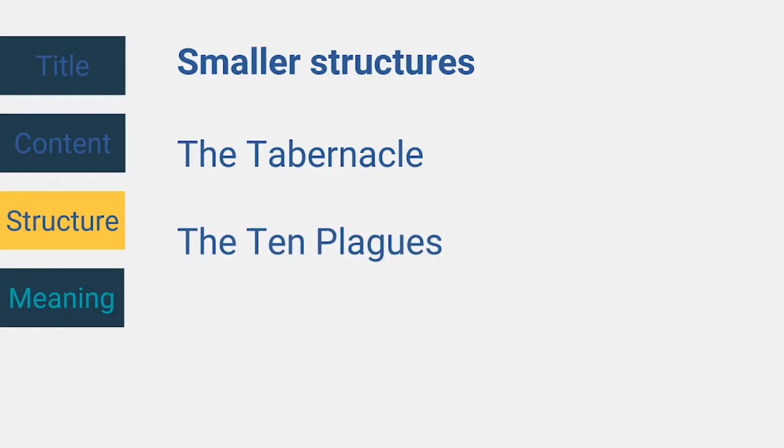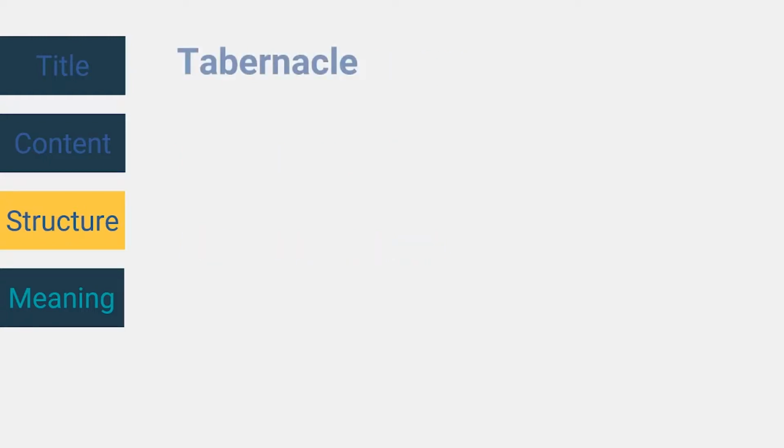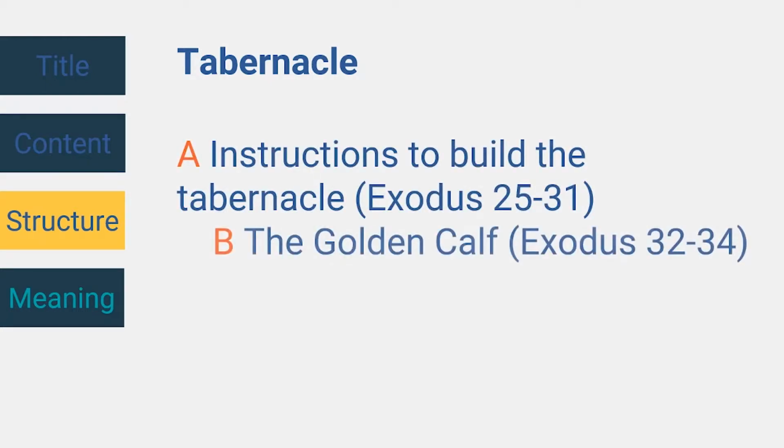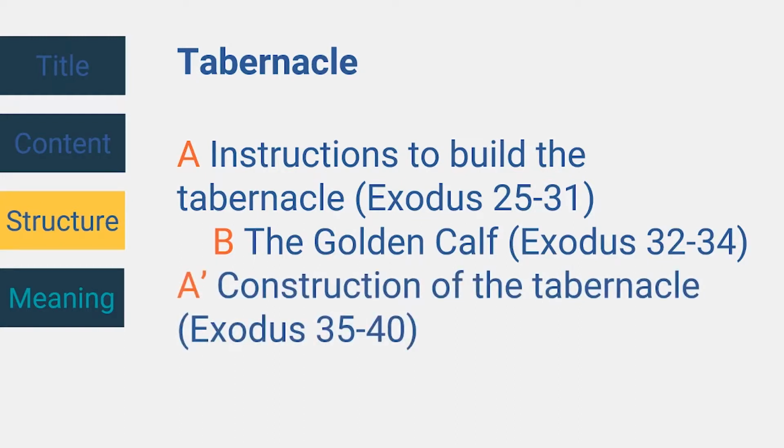As you may already have noticed, the tabernacle is discussed in great detail. Twice. Being briefly interrupted by the episode of the golden calf. This leads to a structure of A, Instructions, B, Golden calf, and A', construction, that is how theologians like to write out this structure.